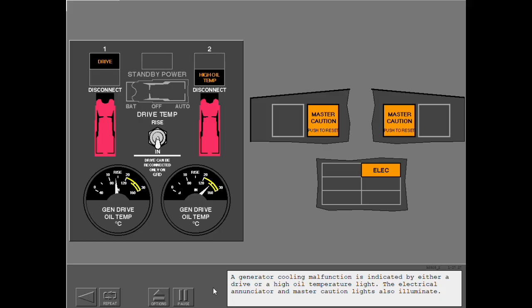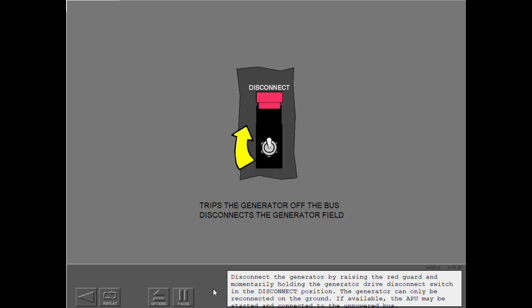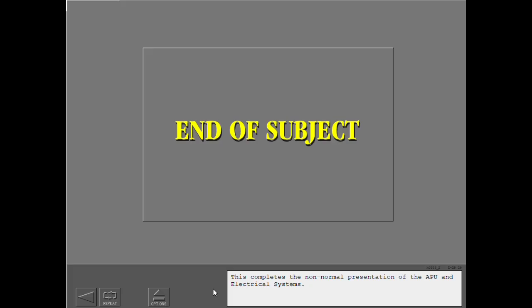A generator cooling malfunction is indicated by either a drive or a high oil temperature light. The electrical annunciator and master caution lights also illuminate. Disconnect the generator by raising the red guard and momentarily holding the generator drive disconnect switch in the disconnect position. The generator can only be reconnected on the ground. If available, the APU may be started and connected to the unpowered bus. This completes the non-normal presentation of the APU and electrical systems.